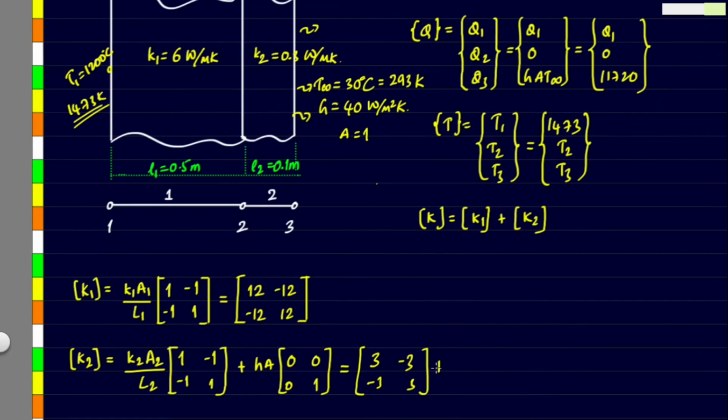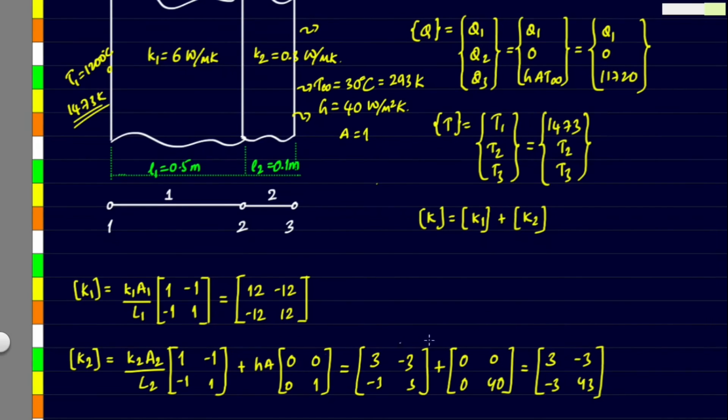And if you take this value over here, that's 40 times the area, which is just unity, so that's just 40. So multiplying the 40 inside we get zeros all the way, and here we get 40. Adding these two matrices we get the final values as 3, minus 3, minus 3 and 43. So this is the local thermal stiffness matrix for element 2.